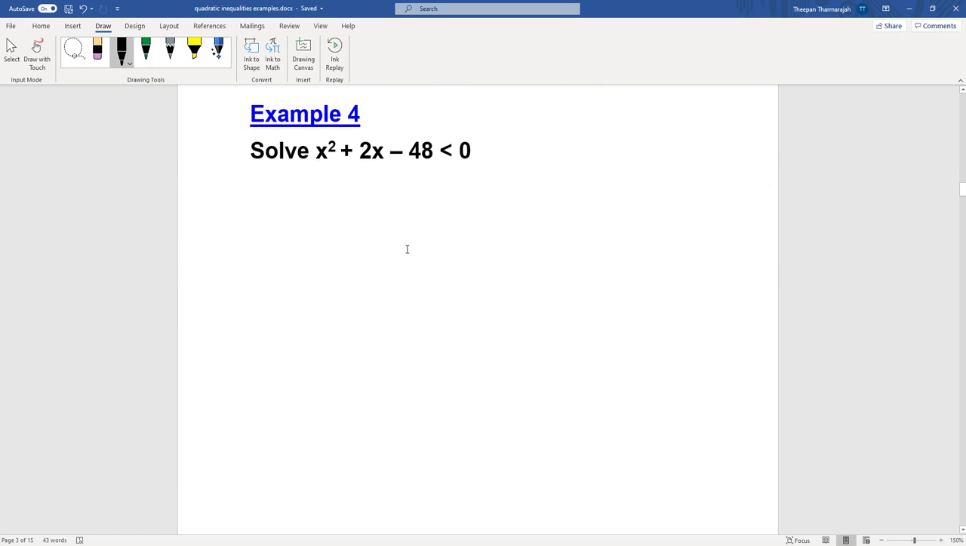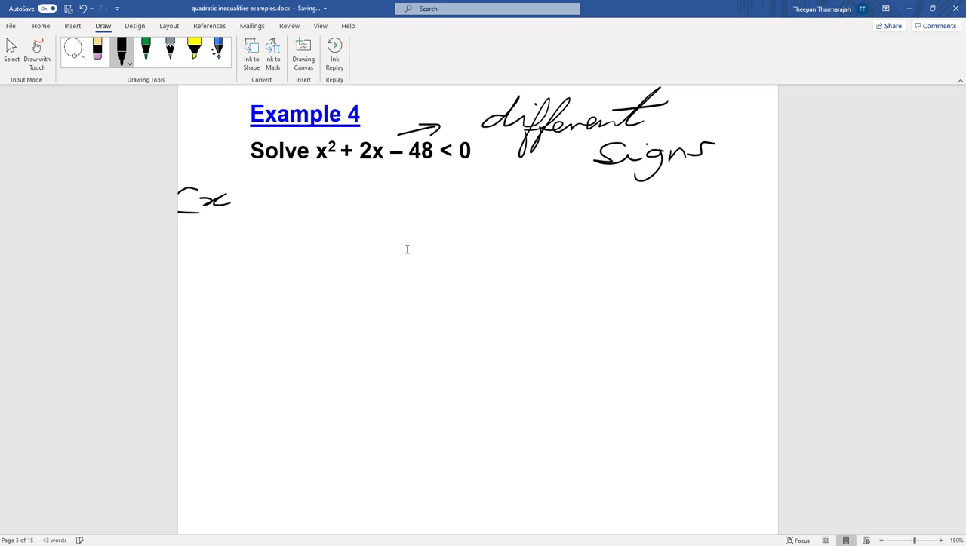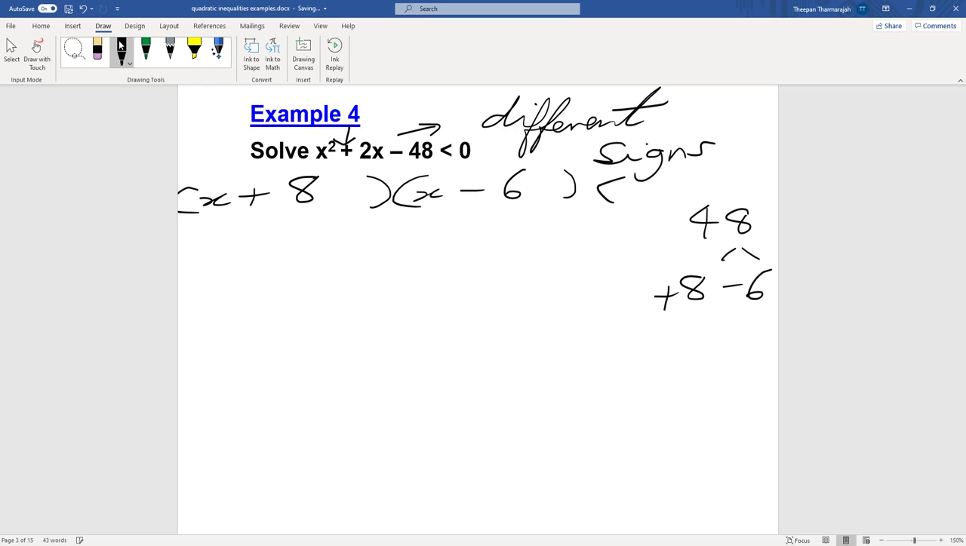Okay, and for the last type, whenever it's less than 0, the rule's slightly different. We factorize it as normal, so we say different signs. So different signs here. Now we're going to have one's a plus, one's a minus. So now we take the factors of 48, 8 and 6. The plus here means it must belong to the bigger number, so it's plus 8 minus 6. It's plus 8 minus 6 here is less than 0.